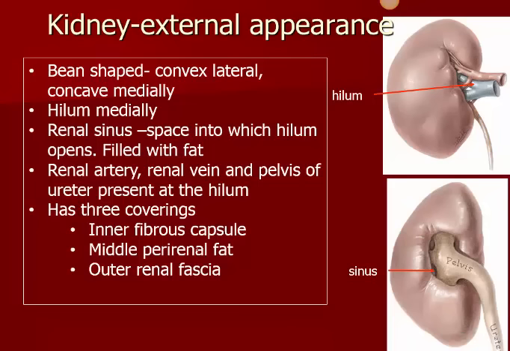Outer to the inner fibrous capsule is a middle layer of fat, and this is peritoneal fat, which surrounds the kidney. Because it's going completely around the kidney, it's called the perirenal fat. And then outer to that is the connective tissue, which is present all around the abdominopelvic cavity. So that outermost layer is called renal fascia. Fascia is nothing but connective tissue.